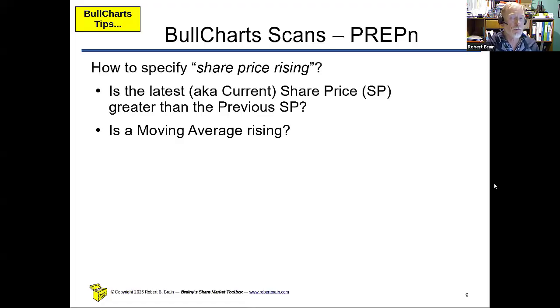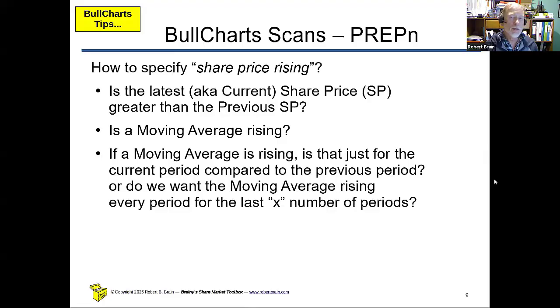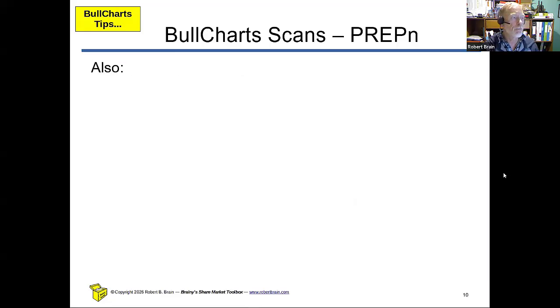That I find is a more reliable way to look at a constantly rising share price. The average of it is rising. But if you're looking at a moving average, is it just for the current period compared to the previous period? Or do you want the moving average rising every period for the last, who knows, number of periods? Having the moving average rising over, say, 5 or 10 bars or candles on daily or weekly charts is maybe one way to look at it.